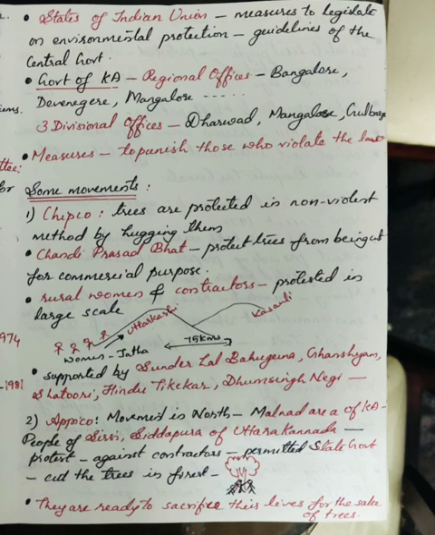Appiko started in the Malnad area of Karnataka. Here the people of Sirsi, Siddapura of Uttara Kannada district united together to protest against the contractors who were permitted by the state government to cut the trees in the forest. They hugged. What do these people do? They hug the trees while being cut. The message is that they are ready to sacrifice their lives for the sake of trees.